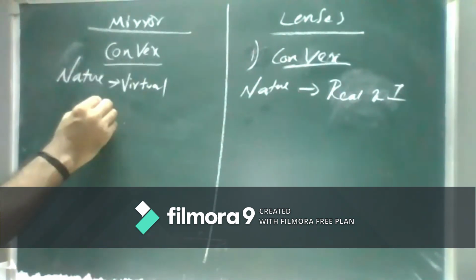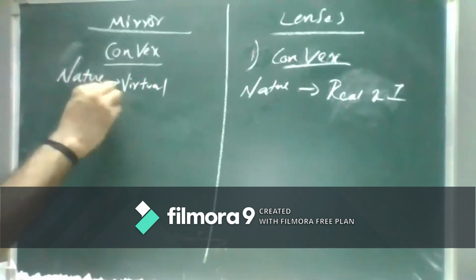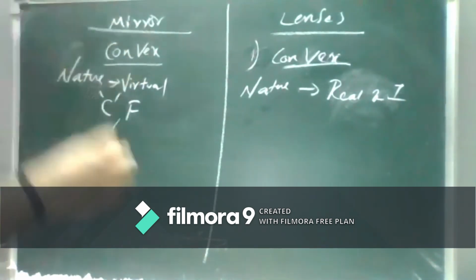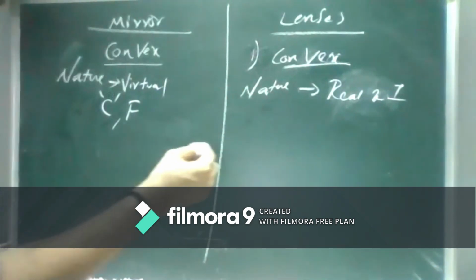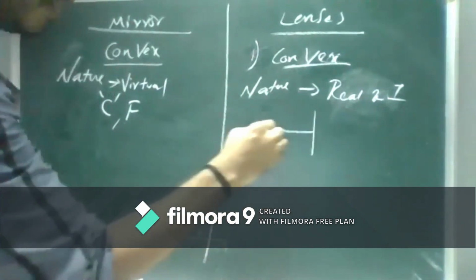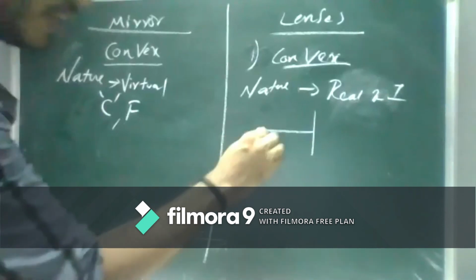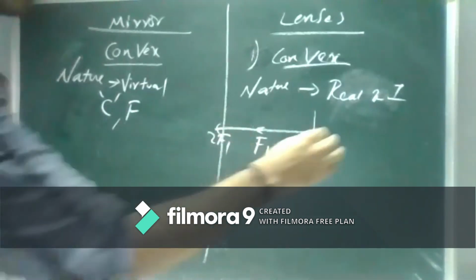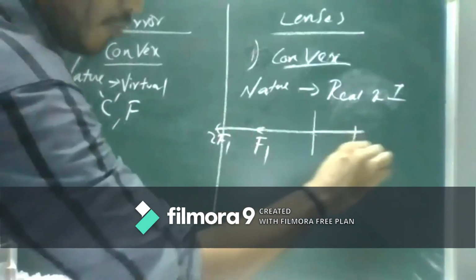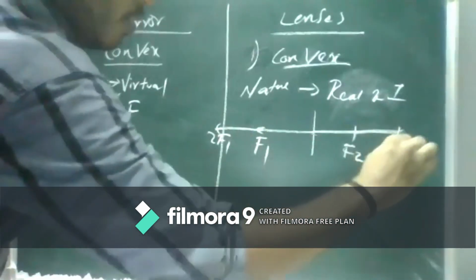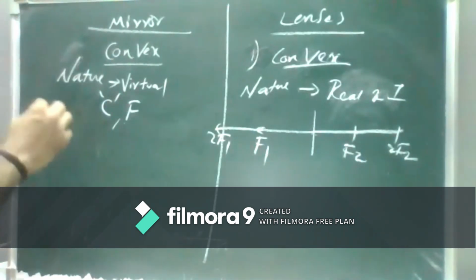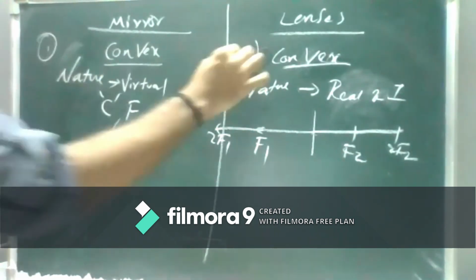Here there is the center of curvature. On the left side we call the focus F1 and the center of curvature 2F1. Similarly on the right side, F2 is the focus and 2F2 is the center of curvature. This is the same for both convex and concave. So this is the first point.